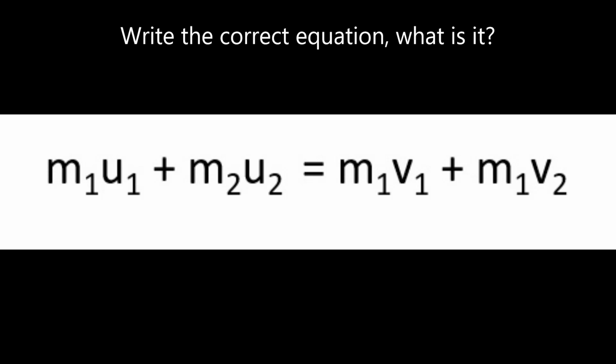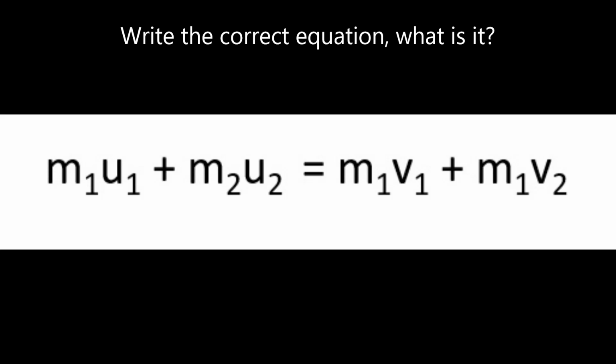Now, if these two objects collide, and then after the collision, let's just say they stay intact but they move separately, then it must equal the total momentum afterwards. So the momentum afterwards of object 1 with mass m1 would be m1 times v1, and the momentum of the object that has a mass m2 would be m2v2. So u1 would be the velocity before the collision of object m1. u2 would be the velocity of the object that has a mass of m2 before the collision.